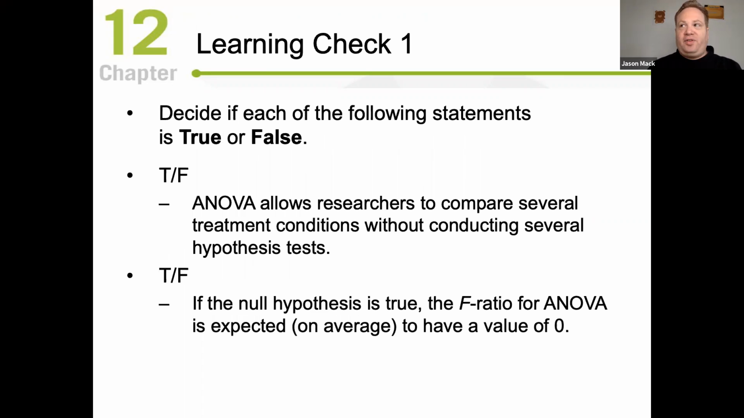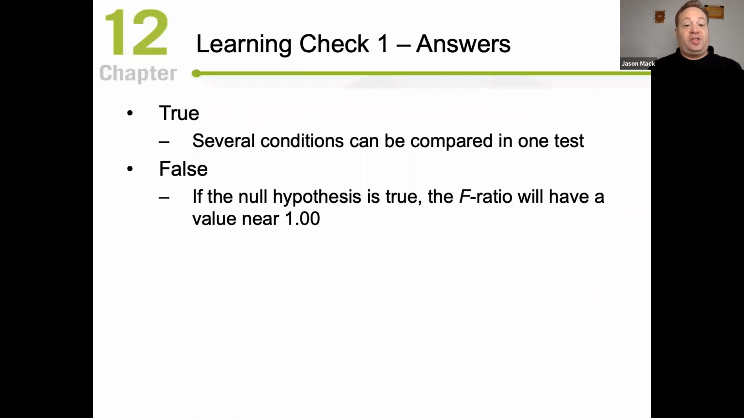So let's decide if each of the following statements is true or false. True or false? ANOVA allows researchers to compare several treatment conditions without conducting several hypothesis tests. True or false? If the null hypothesis is true, the F ratio for ANOVA is expected on average to have a value of 0. So true, several conditions can be compared in one test, and false, if the null hypothesis is true, the F ratio will actually have a value near 1.